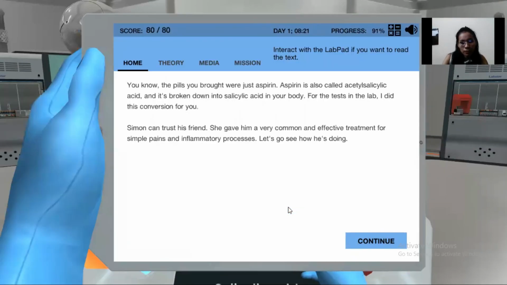You know, the pills you brought were just aspirin. Aspirin is also called acetylsalicylic acid, and it's broken down into salicylic acid in your body. For the tests in the lab, I did this conversion for you. Simon can trust his friend. She gave him a very common and effective treatment for simple pains and inflammatory processes. Let's go see how he's doing.